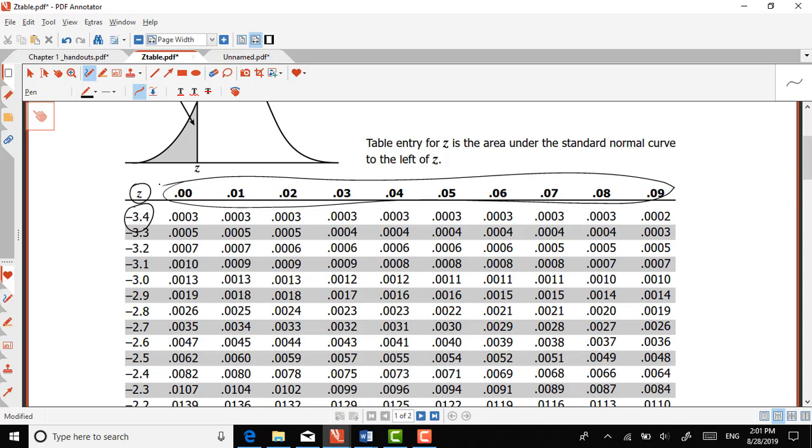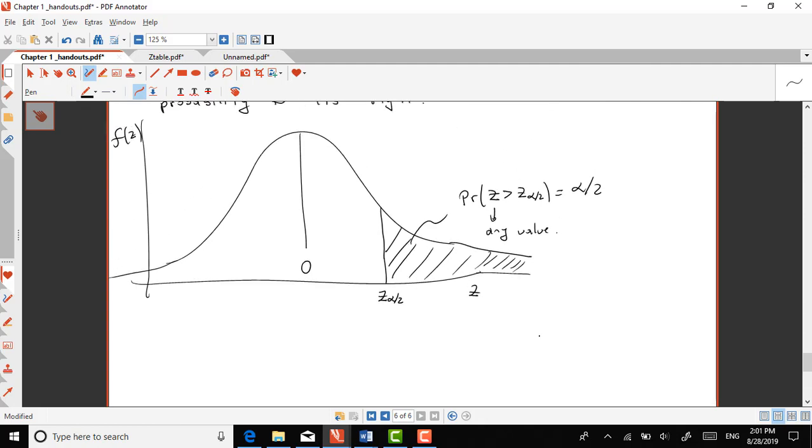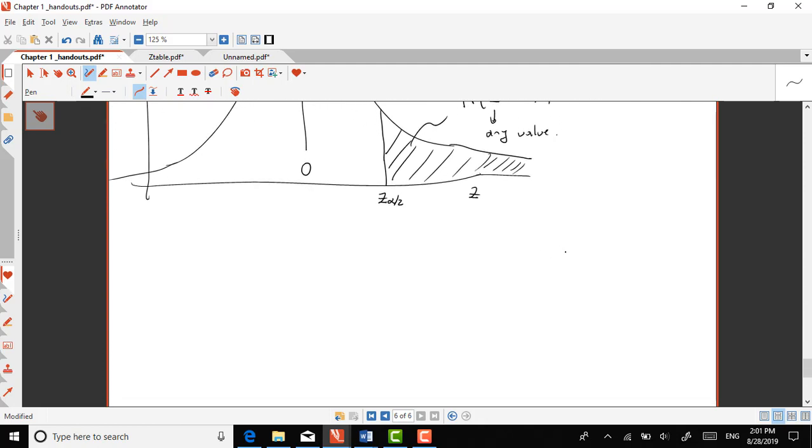Now let's go back to what we're trying to do. We know what z alpha over 2 is, but the question is, how do we get that z alpha over 2 from the table that I just gave? Now we know what it is, but we don't know how to get it from the table.